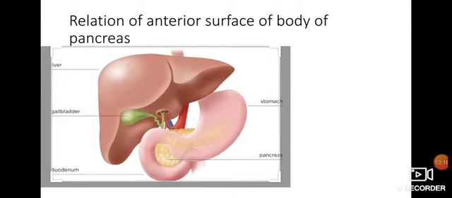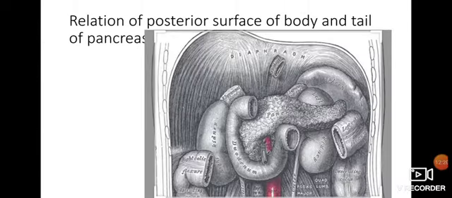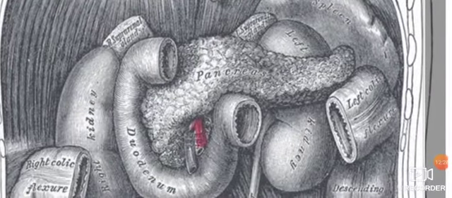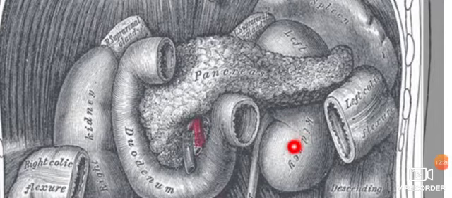Then, the body's posterior surface. Listen to this. What you can see is, posteriorly, this is the body portion. What is present behind? Here you can see the kidney and left suprarenal gland. The left kidney and suprarenal gland are there. Obviously, the left renal vessels will be passing behind the pancreas.